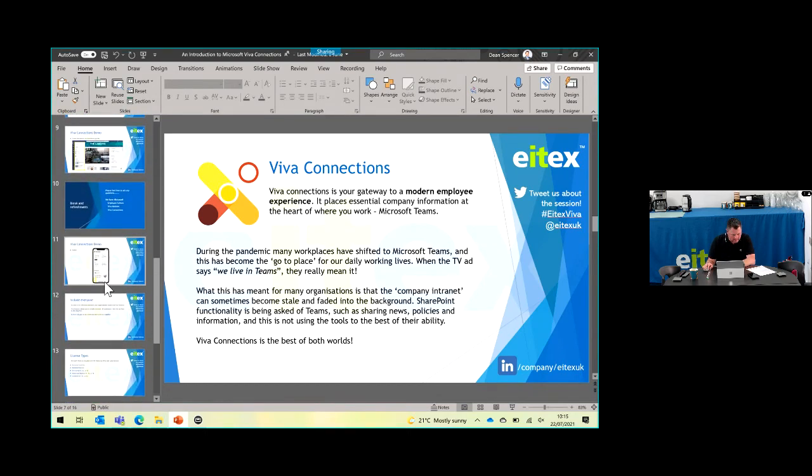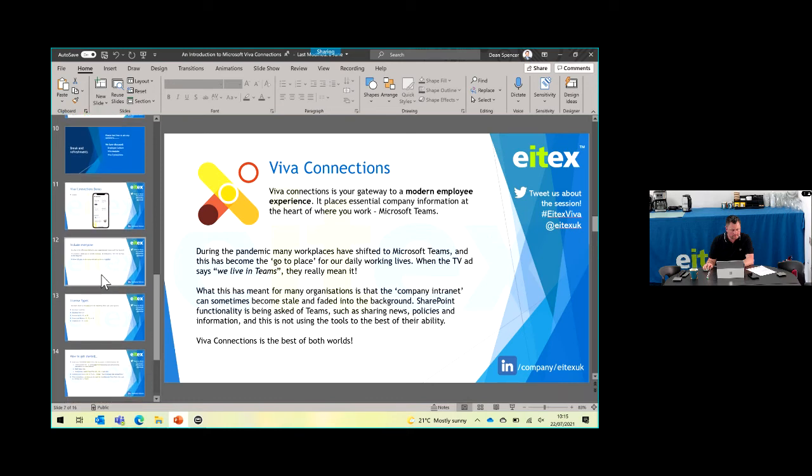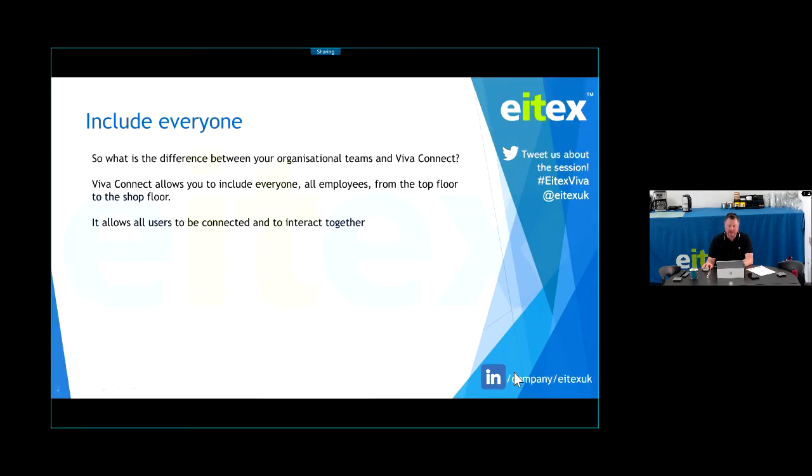Okay, you've seen them all. We've got another question in, just asking if Viva will work with on-premises. Oh, that's a good question. No. So when they say on premises, I would imagine that they mean SharePoint server. So I believe that's probably what they mean.